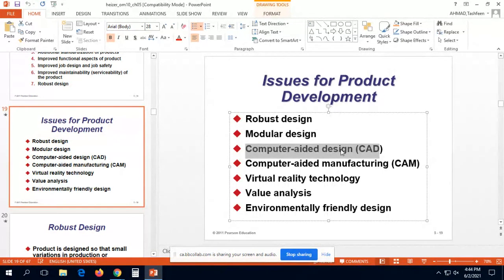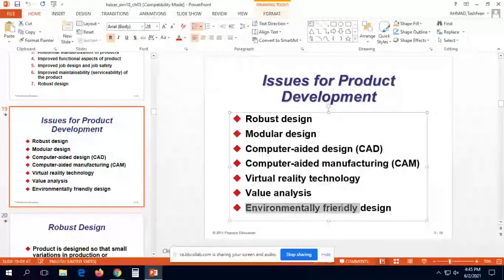So many times it is done through these type of computer aided designs. Computer helps in maximizing the utility of the space, and it helps you make a design of the home, or where to put what, so you can maximize from the space which is available to you. Virtual reality technology, environmental friendly design.